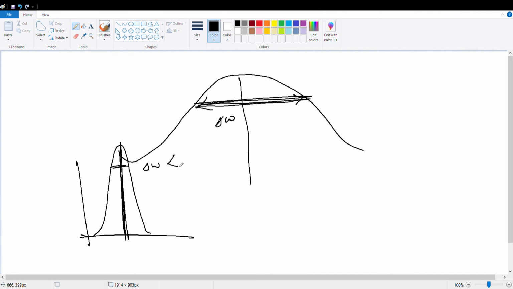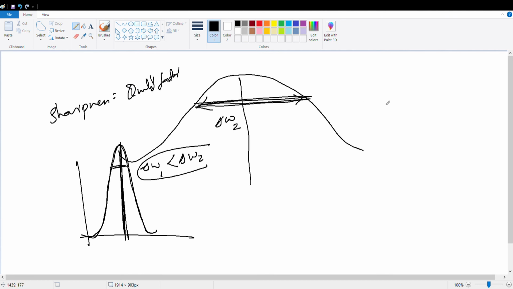This is delta W1, this is delta W2. So obviously delta W2 is greater than delta W1. So which is sharp? This is the sharp one. So sharpness, rather we say quality factor.